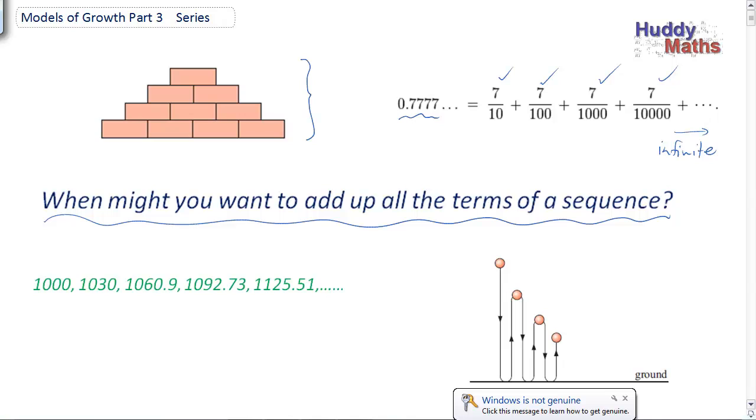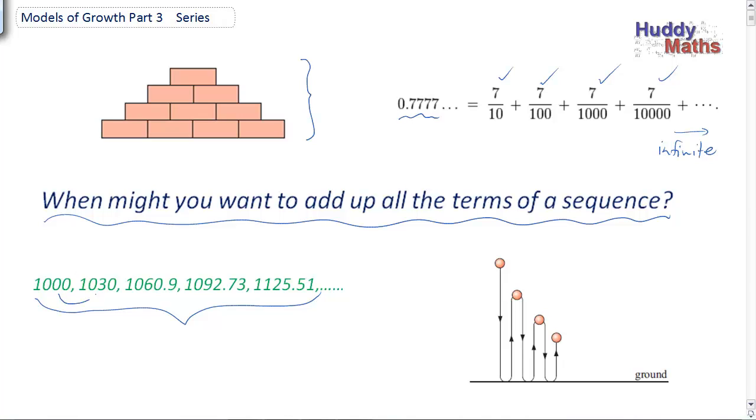What about down here? Hang on, we'll just get rid of this. What about down here? Would we want to add up the terms of this sequence? I don't think so, because I think what we've got here is we're multiplying by 1.03, like compound interest, the original plus 3%. I think that's what that is. This is times by 1.03 again. So would you add all these up?